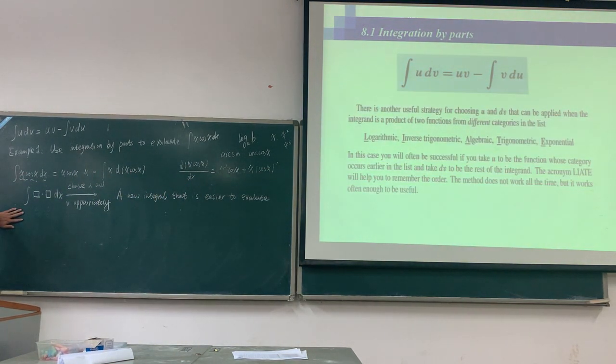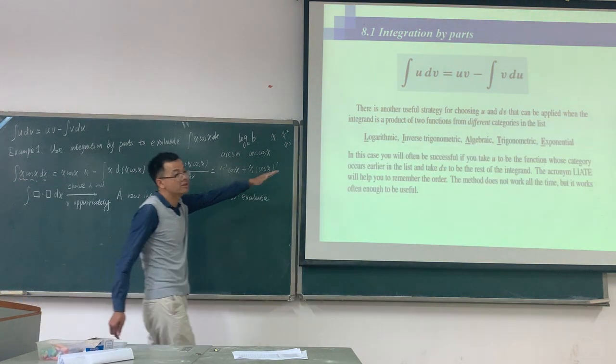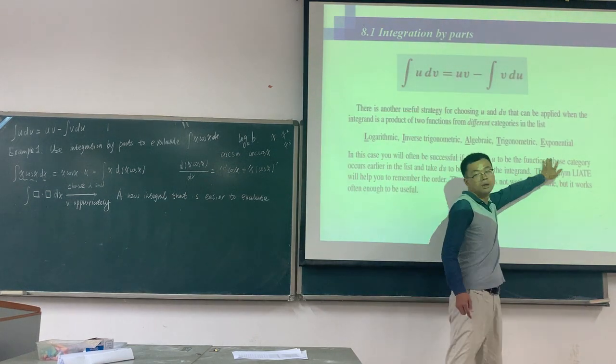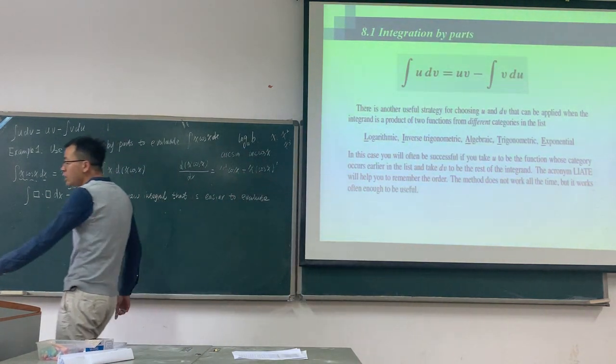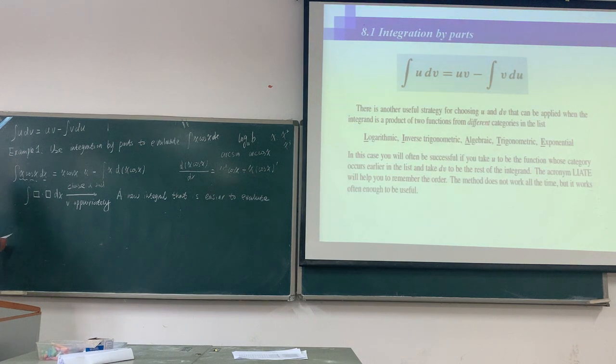How to choose u and v actually comes from a lot of practice. It comes from your experience, so you need to do many exercises. Many people do these things, so we have experience. This is the experience. So we need to choose u.